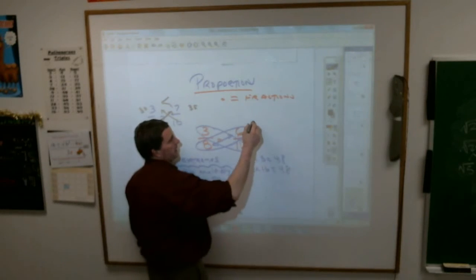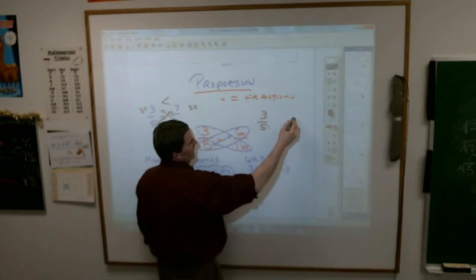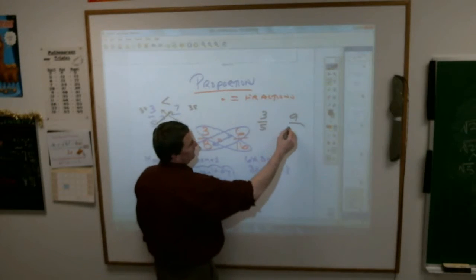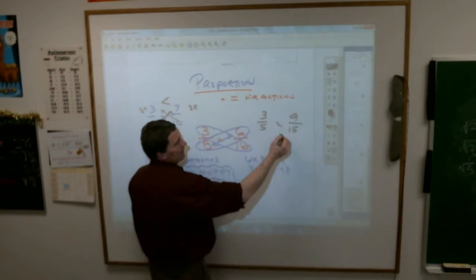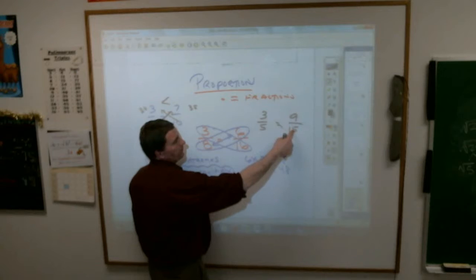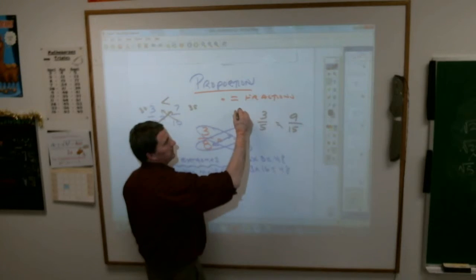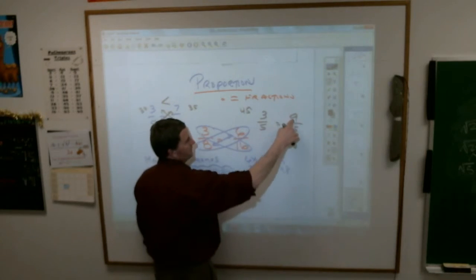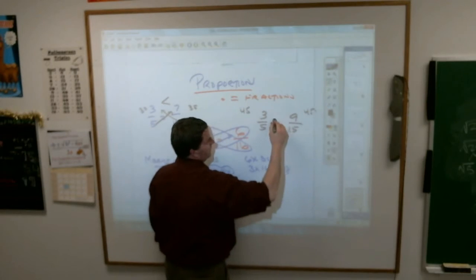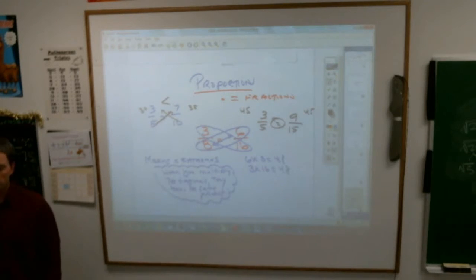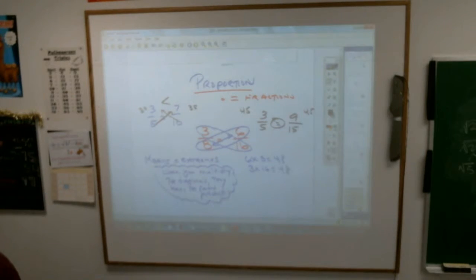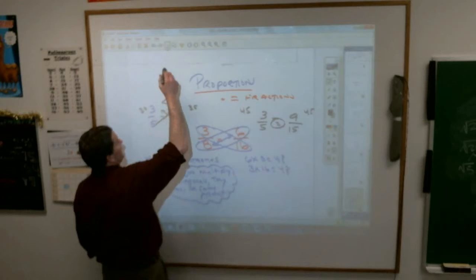For example, if I had 3/5 and 9/15. Are those two fractions equal? Well, 15 times 3 is 45, and 5 times 9 is 45, so they have to be equal. Now, to which you're going to say, so what? Please say that. So what? Well, so what? It comes as a helpful little thing when you see something like this.